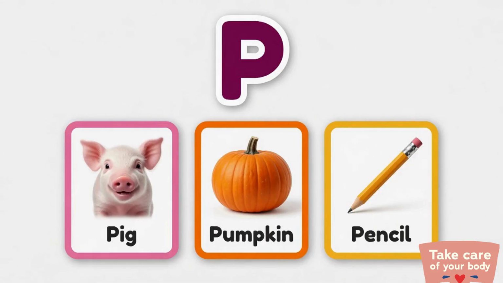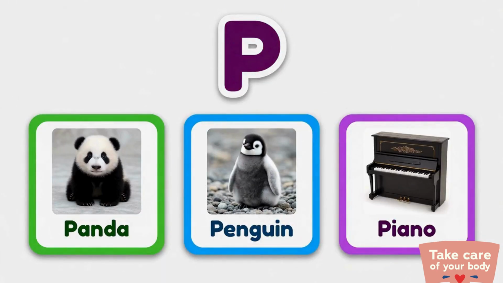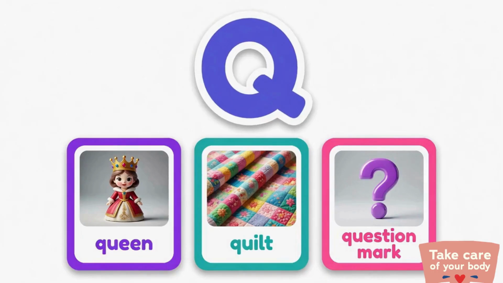This is the letter P. P is for pig. P is for pumpkin. P is for pencil. P is for panda. P is for penguin. P is for piano.